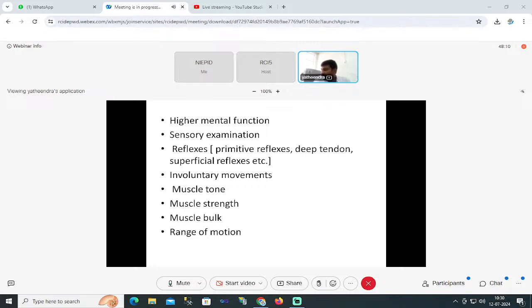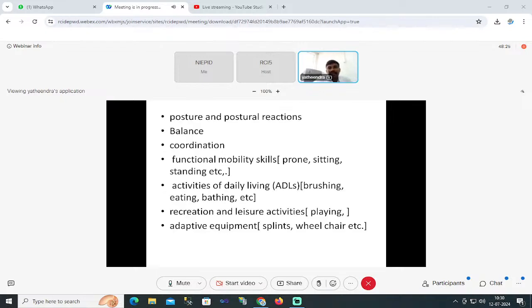And mobility, range of motion, that is mobility of all the joints, should be assessed. We'll see that in detail. And posture and postural reactions, balance, coordination. These are all important, as they will specify which category of CP is affected. Functional mobility skills: whether the patient can attain head control, sitting, standing, walking, we need to assess. Activities of daily living: what difficulties they have in daily living activities, ADLs, such as brushing, eating, bathing, etc. A number of activities we can include.